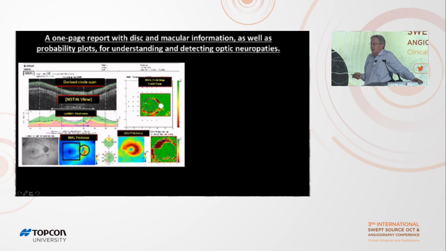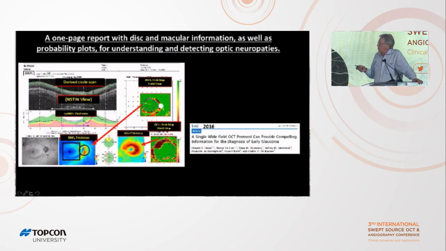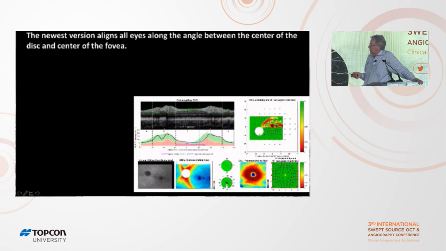I'll say more about these two probability plots, sometimes called deviation plots. We make two of them, both in field view. One's based on the retinal nerve fiber layer thickness. One's based on the retinal ganglion cell thickness. And I'll come back to those. We've validated this report and described it in a publication two years ago.